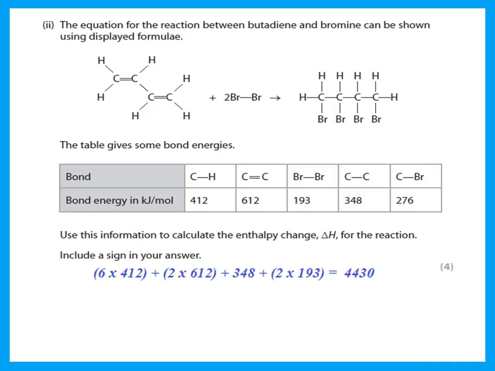What are the bonds that we have in the reactants? We have CH bonds. How many CH bonds do we have? We have 6 CH bonds in that butadiene. He tells me that each CH bond will need 412 kilojoules to be broken. So that is 6 times 412. Plus, what other bonds do we have? We have the C double bond C. I have 2 of them. So that is 2 times the 612 that he gives me.